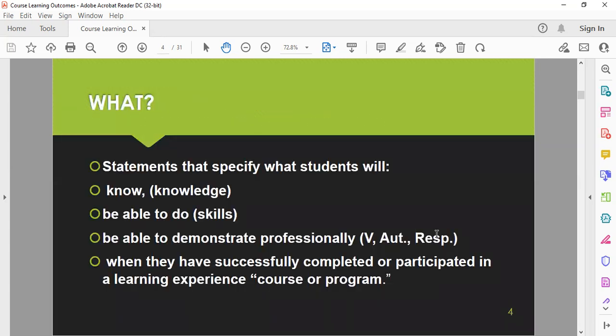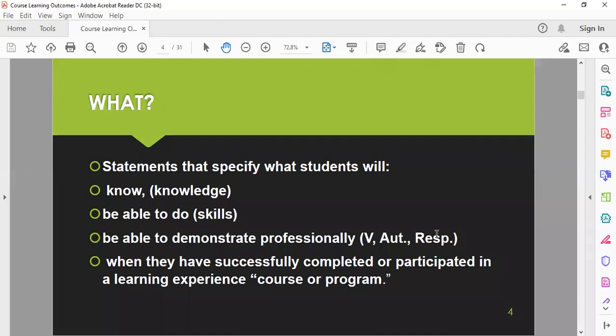So starting with the definition of course learning outcomes or learning outcomes in general, they are statements that specify what students will know, will be able to do, and also will be able to demonstrate professionally. And these are, you can say, the outcomes. They are in three domains: knowledge, skills, and the third one is values, autonomy, and responsibility. I have called it VAR, V for values, A for autonomy, and R for responsibility, which is different from video assistant referee. So these three domains are expected when the students have successfully completed or participated in a learning experience.